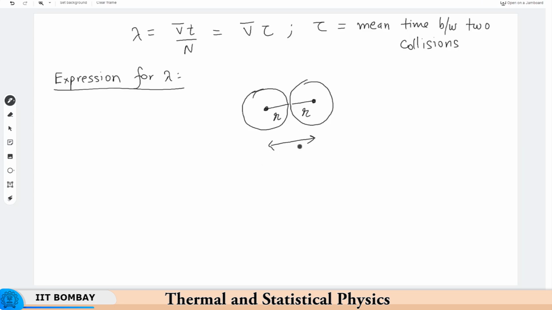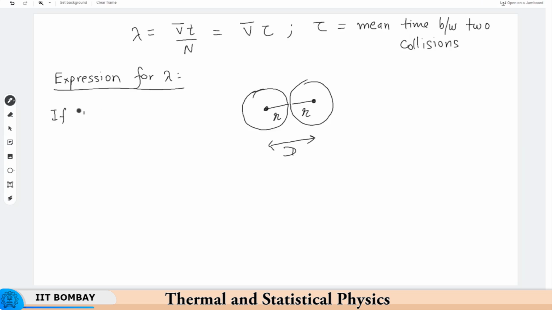So, basically what I am saying is, maybe I can use a different symbol here. Let us say this is capital D, the distance between the centers of two molecules.